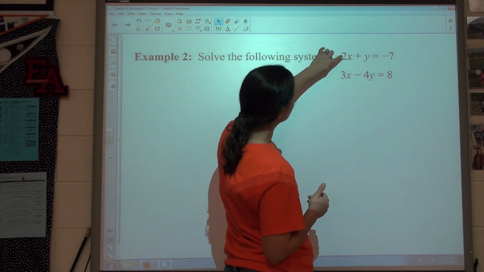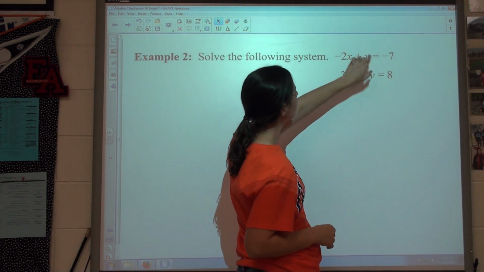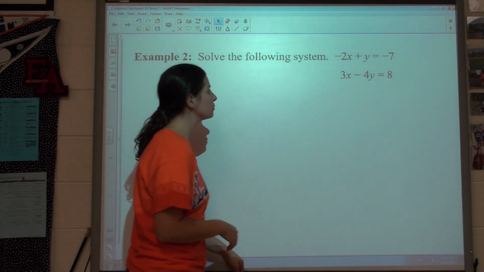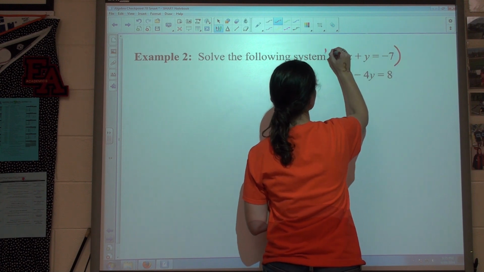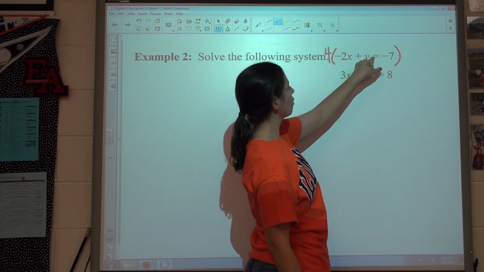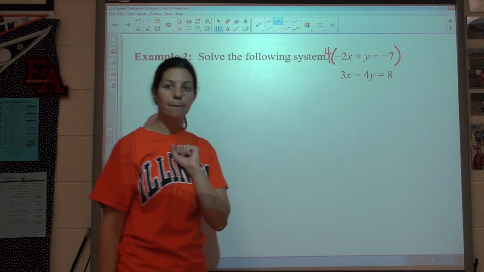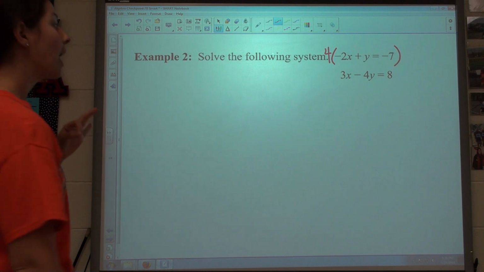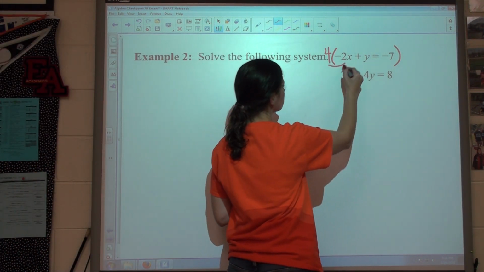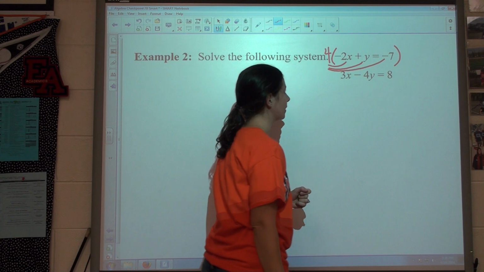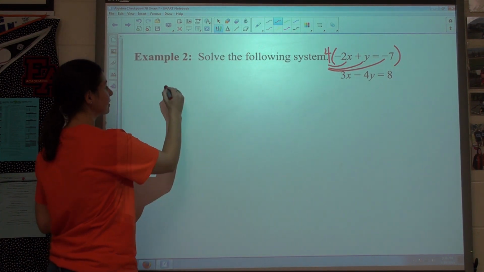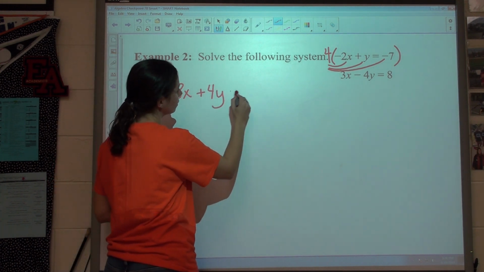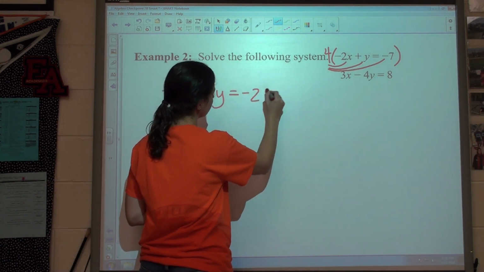However, you probably noticed negative 2 and 3 are not the same coefficients, and 1y and negative 4y are not the same coefficients. So I'm going to multiply my top equation by 4, because that's going to give me a 4y here, which will match my negative 4y. I don't need to worry about my x's right now. I do need to remember that I need to distribute the 4 to all 3 of them. So 4 times negative 2x gives me negative 8x. 4 times y gives you 4y. And 4 times negative 7 gives you negative 28.